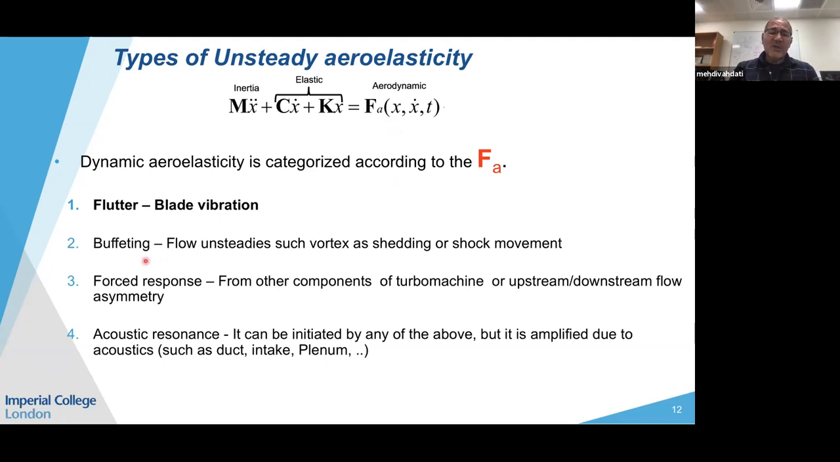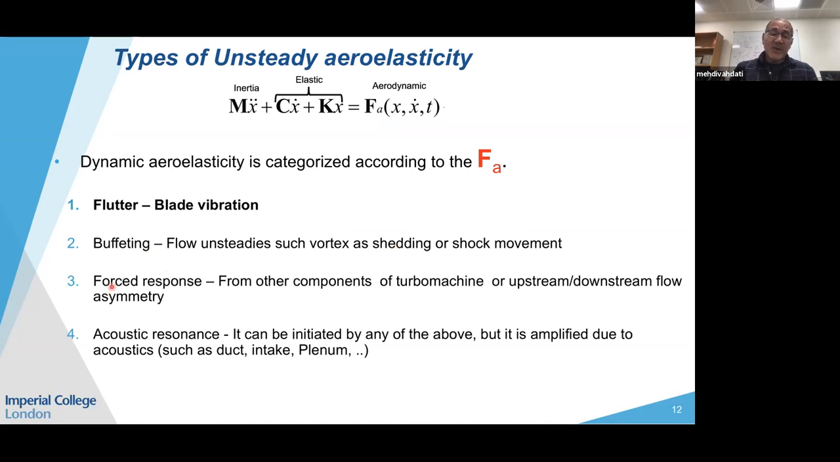There are other forms of unsteady aeroelasticity. For example, buffeting is caused due to the unsteadiness in the flow. This is a bit different to here, because here the blade vibration is the only source of unsteadiness, whereas in buffeting, the unsteadiness is already present in the flow. So the unsteadiness comes from the aerodynamics, such as vortex shedding or shock movement.